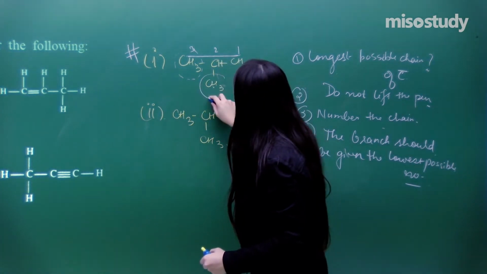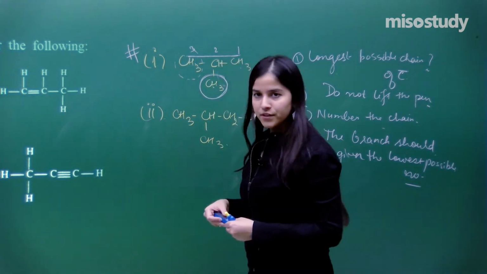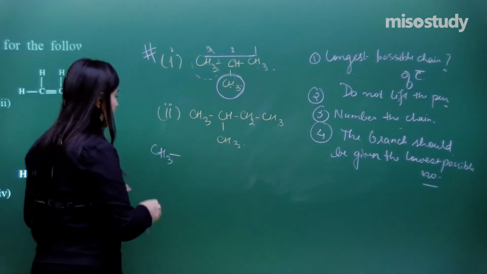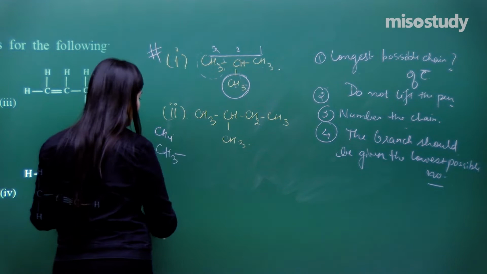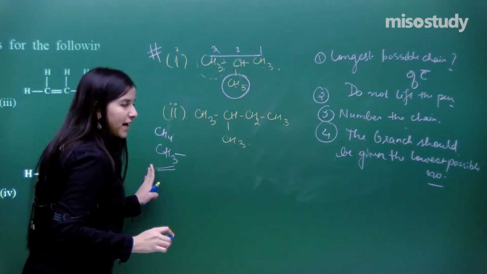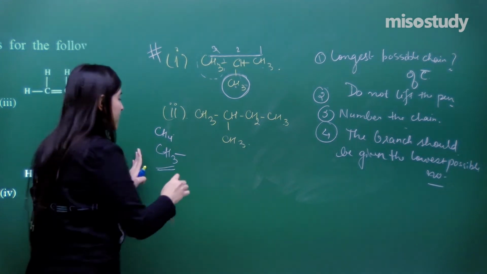So what group do I have? So tell me here, what is the group here? CH3 dash. If this is methane, then this is going to be, if this is alkane, this is going to be alkyl. If this is methane, this is going to be methyl.